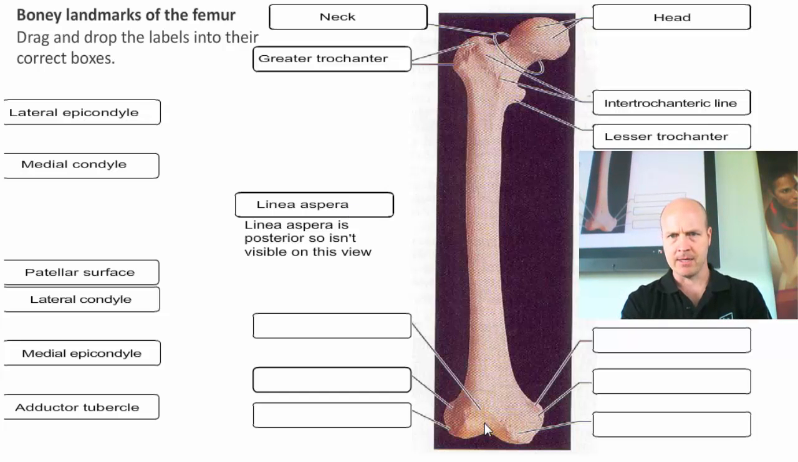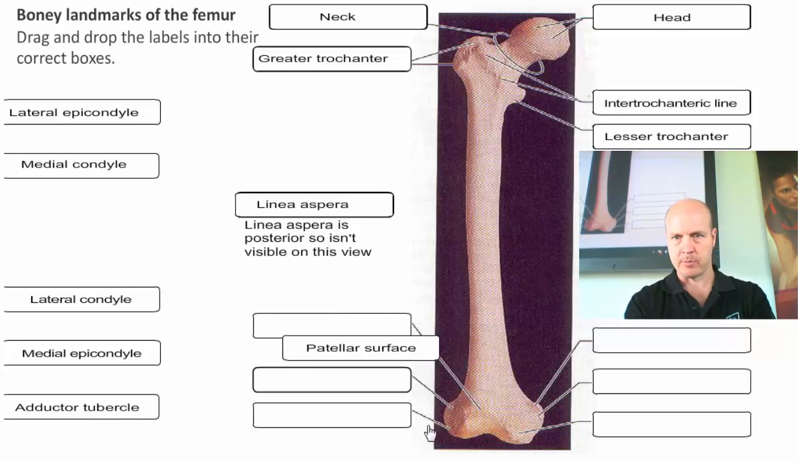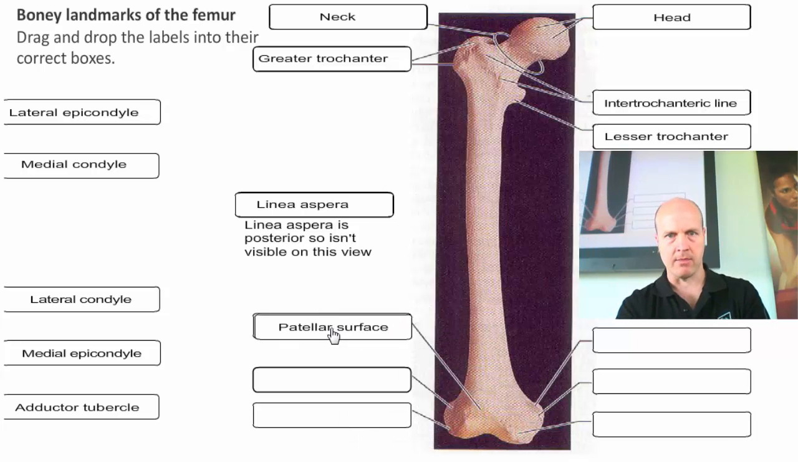Then coming down, this is the anterior surface. So the thing that sits on the front of the knee is the kneecap, which is our patella. So the patella surface is right there.